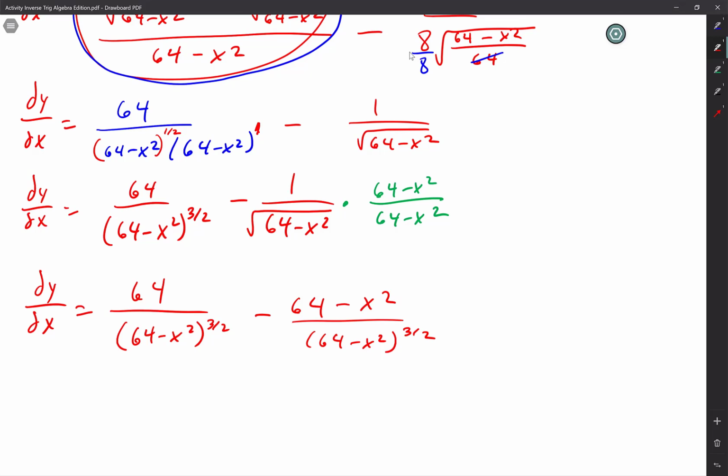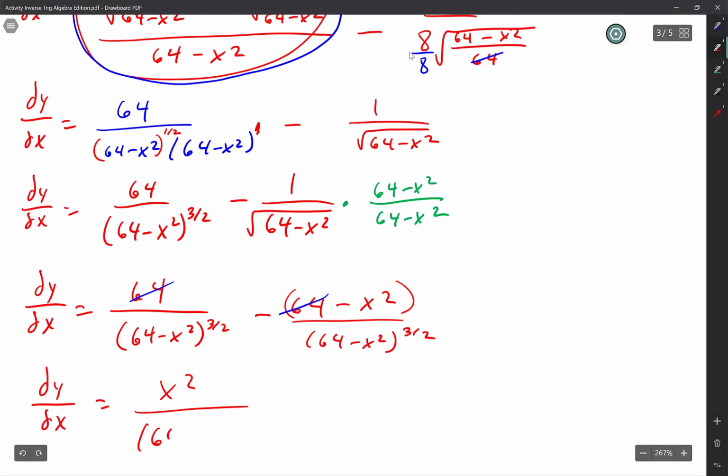Okay. dy dx. My denominators are now the same. I'm going to distribute that negative. The 64s zero out. That negative x squared turns to a positive. And now I have x squared over 64 minus x squared to the 3 halves. Is that what they have?